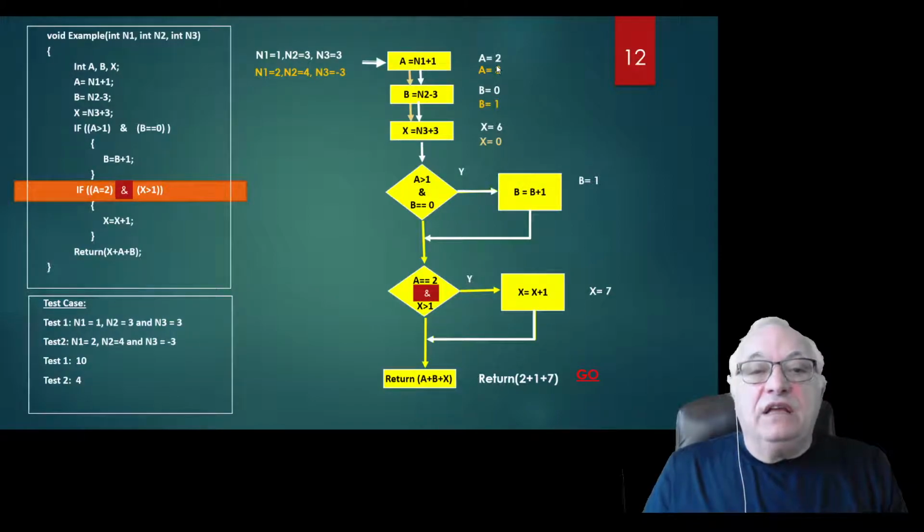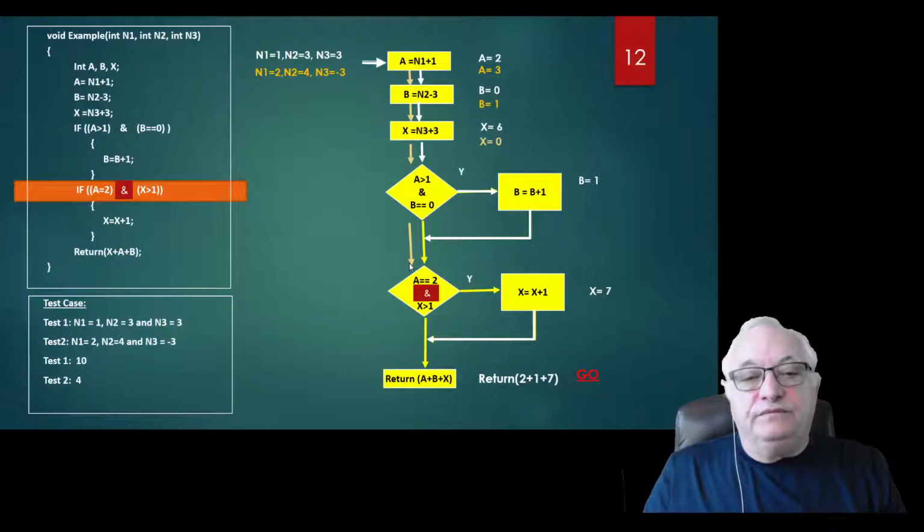Yes, it's true, a equal to 3. Is b equal to 0? The answer is no, because b is equal to 1. So then we drop this direction.